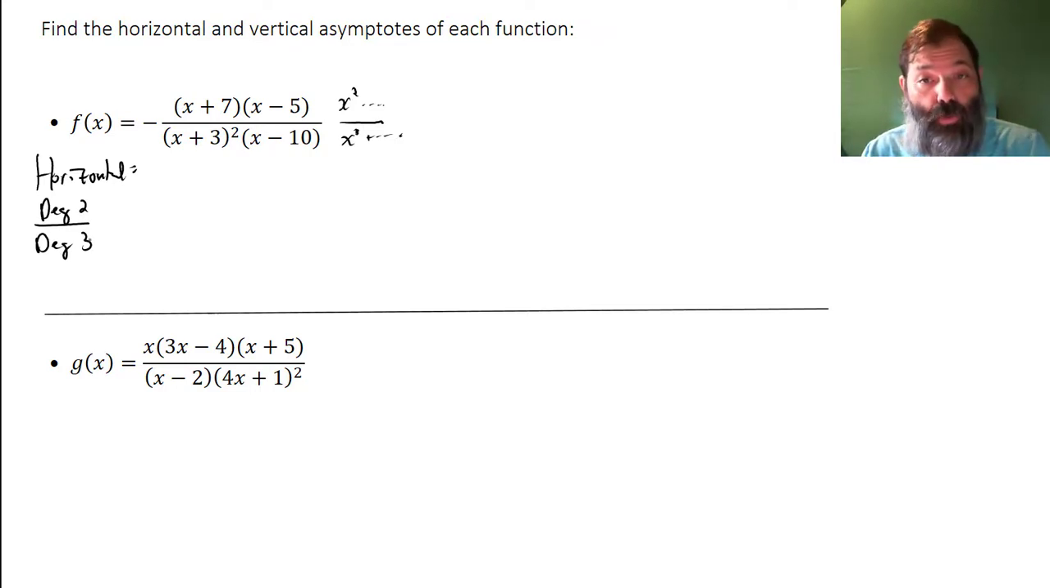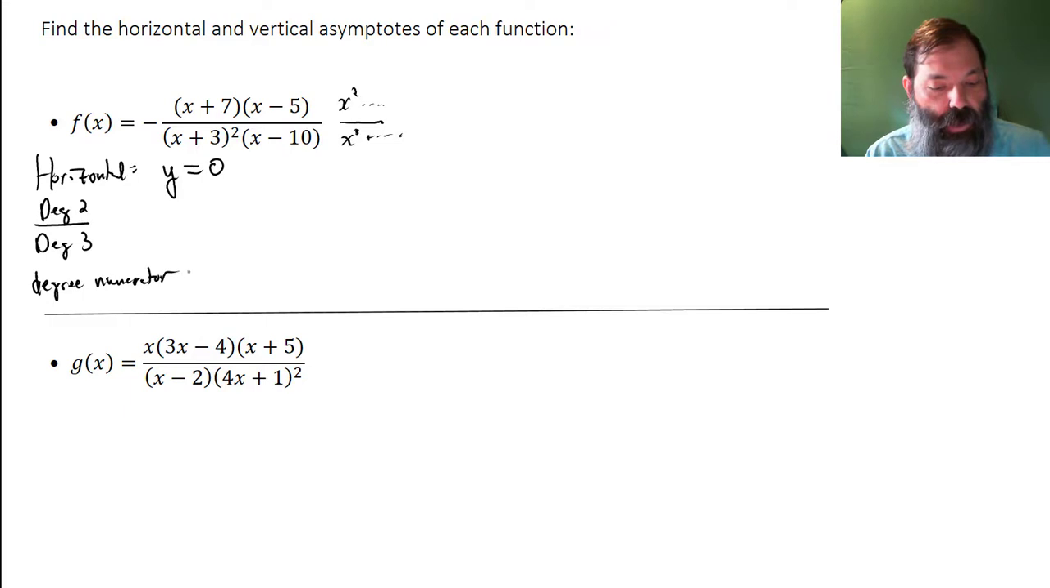When the degree of the numerator is less than the degree of the denominator, there will be a horizontal asymptote at y equals 0. So we have a horizontal asymptote at y equals 0. The degree of the numerator is less than the degree of the denominator. Anytime that happens, your horizontal asymptote will be at y equals 0.